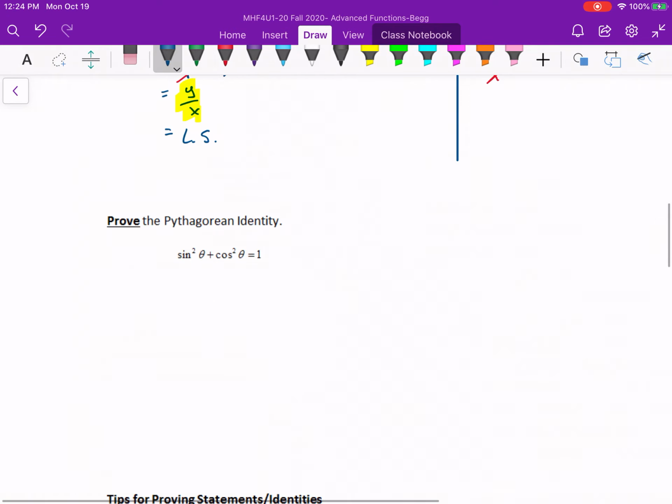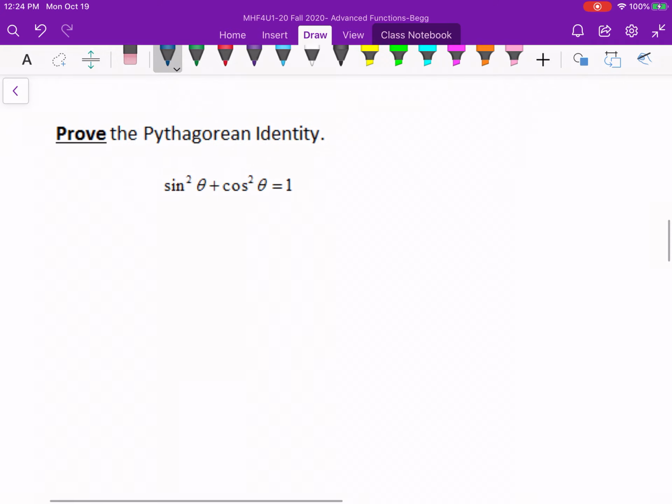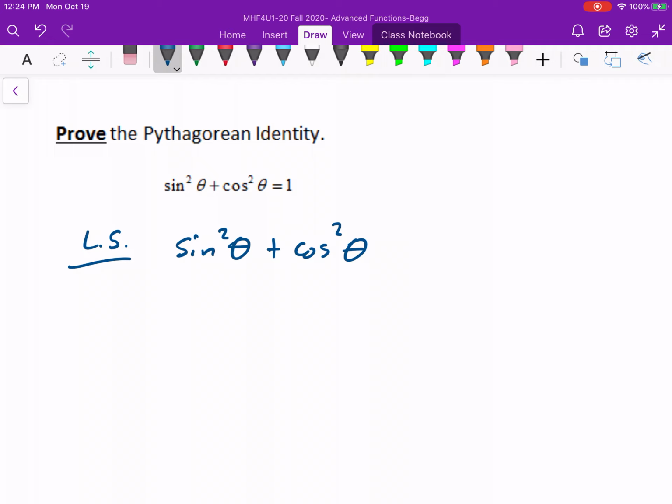Same idea for the Pythagorean identity. If I go to first principles, for the left side, I can take sine squared theta plus cos squared theta. And again, I know that sine theta is just y over r, so I could do y over r squared. And I know that cos theta is just x over r, so I could do x over r squared.